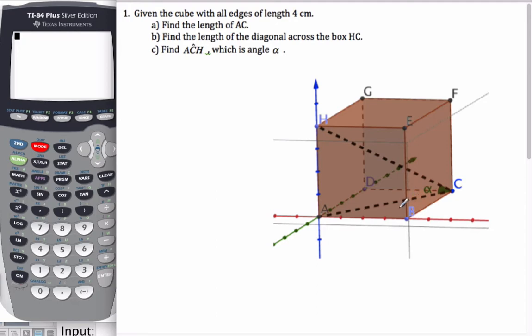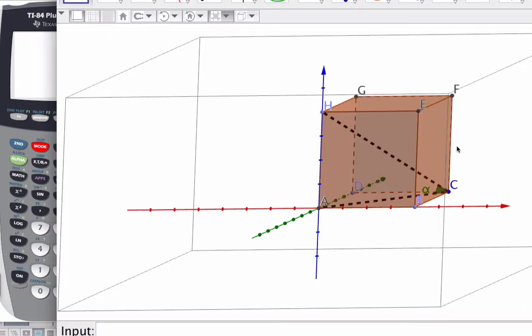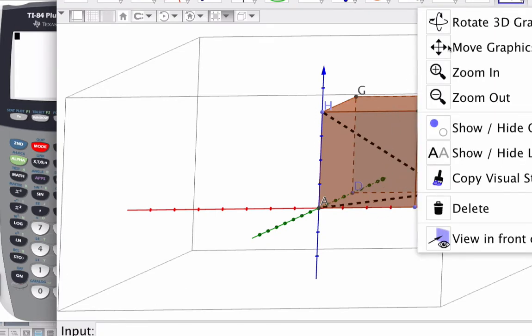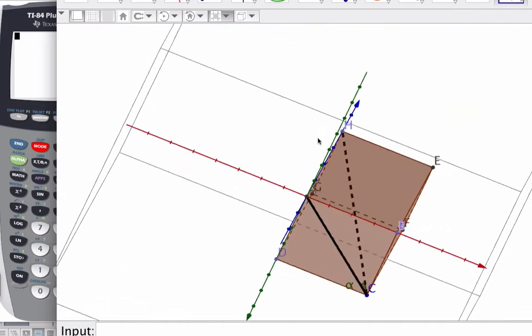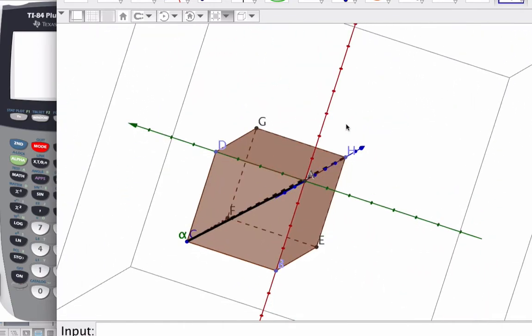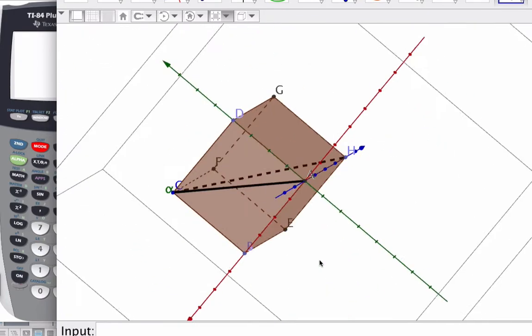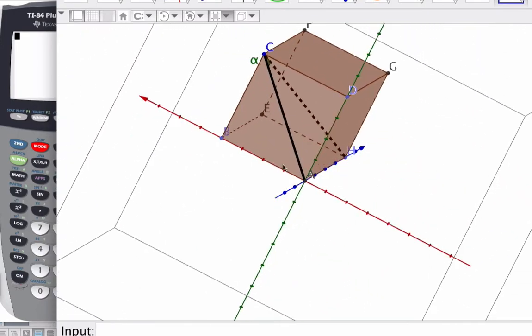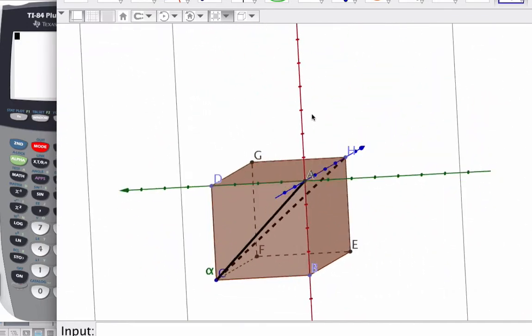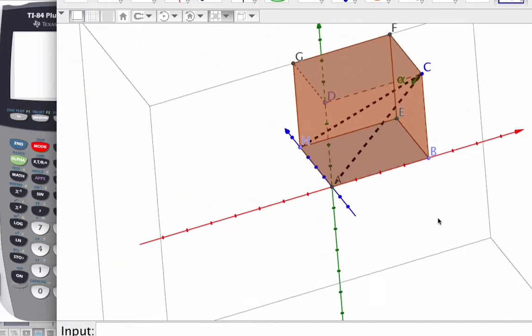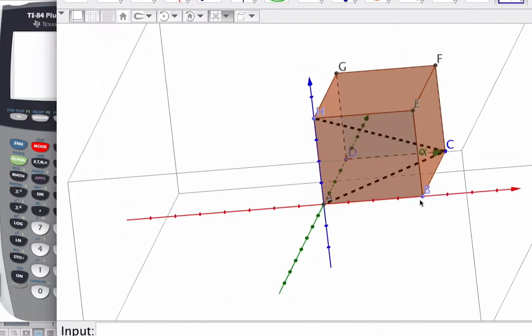And to maybe get a better sense of what this box looks like and how all of these things are related, let's take a look at the box in 3D. Here is the box, and if I rotate it, I can see various things here. And I'm trying to get a look at AC here. AC is on the bottom of that box.